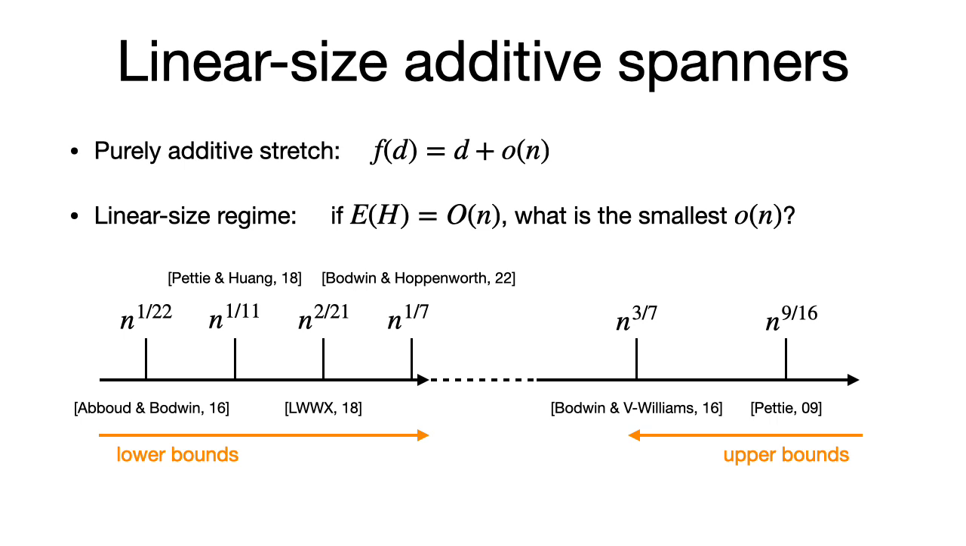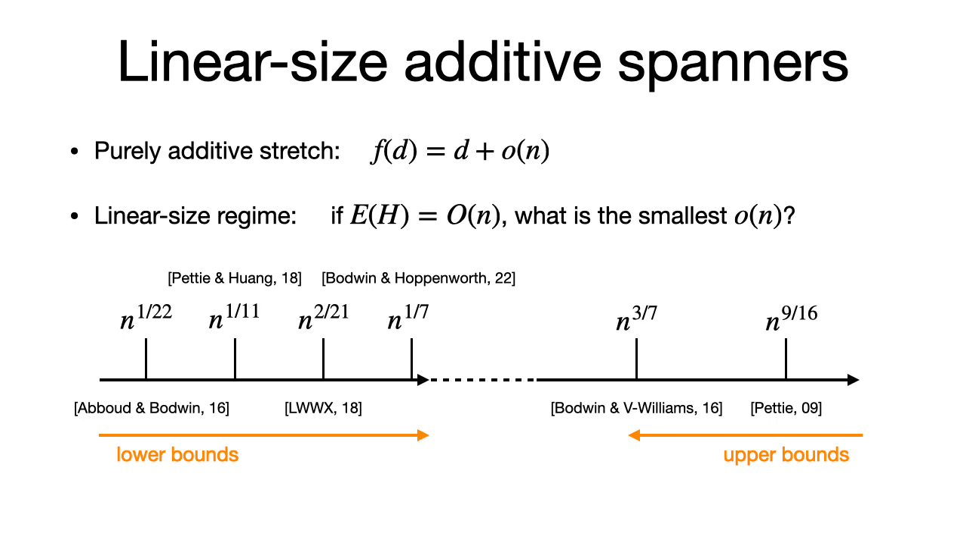The third type of stretch function is called purely additive stretch, where f(d) is equal to d plus little o of n. Namely, the additive error does not depend on d. In this case, spanners can have linear sparsity. So the question becomes, what's the best additive term if we restrict ourselves to linear sparsity?